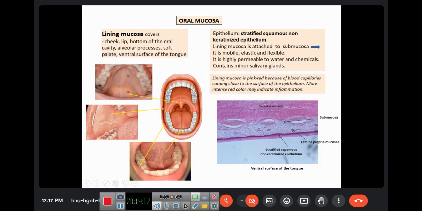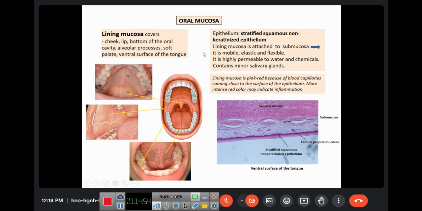Lining mucosa covers most of the cheeks and the lips from inside. Also the floor of the mouth cavity, this area below the tongue, the lower part of the tongue, and also the soft palate with uvula. Lining mucosa has stratified squamous non-keratinized epithelium, lamina propria mucosa, and usually submucosa.